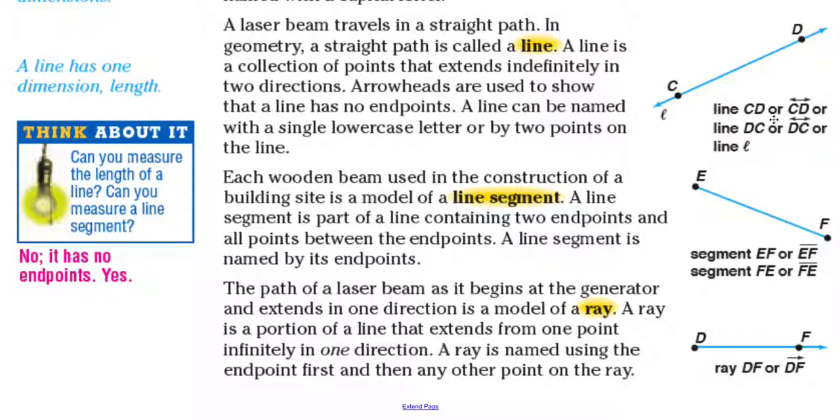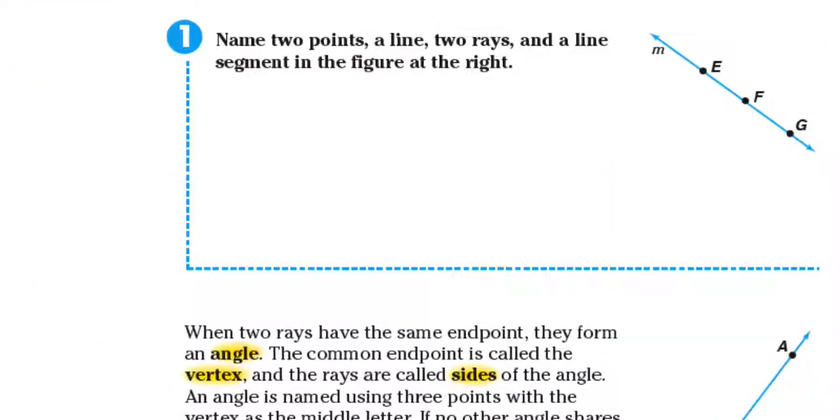So let's take a look at example 1. Name 2 points, a line, 2 rays, and a line segment in the figure at the right. So we want to name 2 points, a line, 2 rays, and a line segment in the figure that we have there. So 2 points that we can probably name are points E and F. We can also name point G as another point. E and F will do.